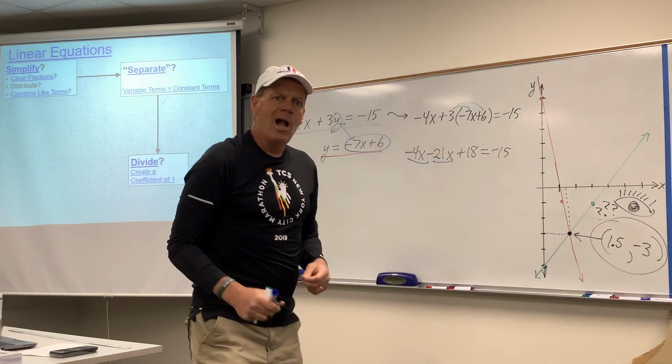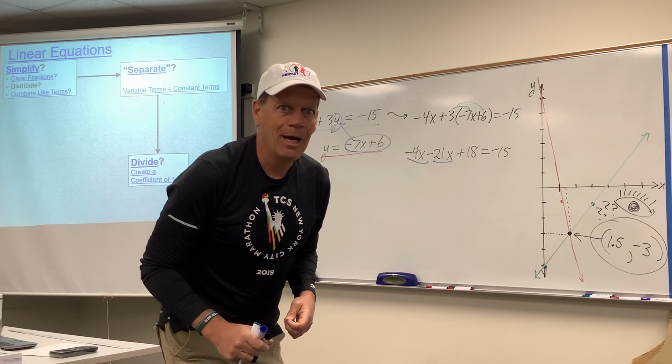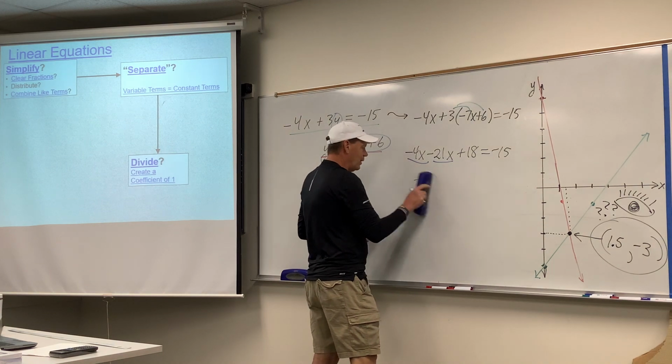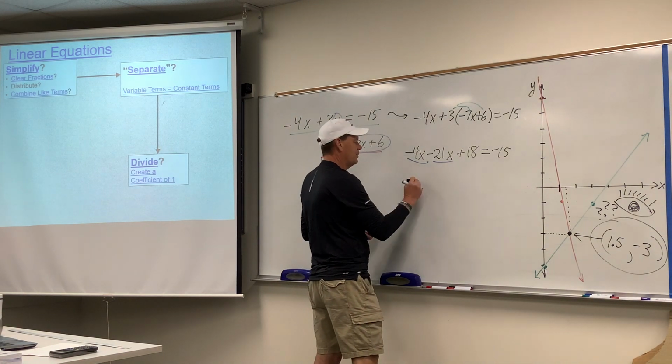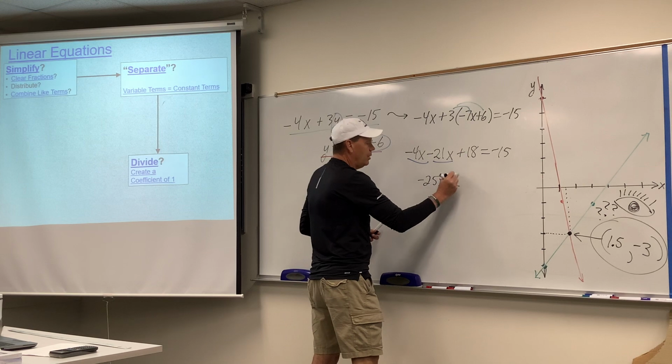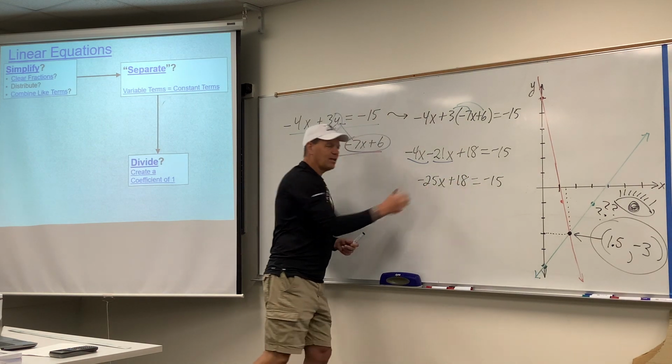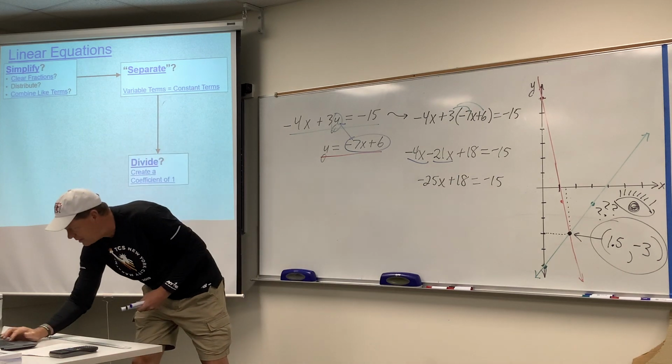Ready? 1, 2, 3. Combine like terms. That would be negative 25x plus 18 equals negative 15. Oh look, that's a variable, that's a constant. They need to be on opposite sides, don't they?